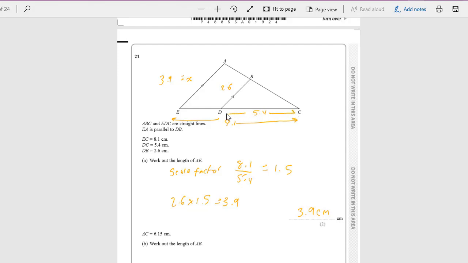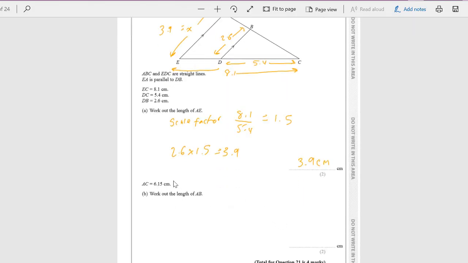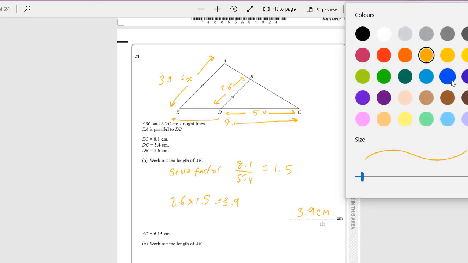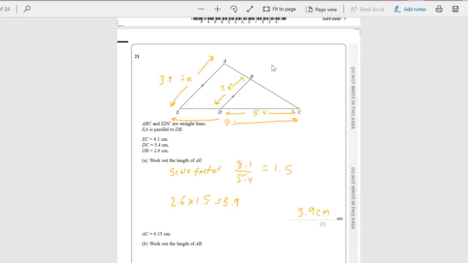Just drawing out these lines to make it look a little bit more clear. Okay, so the next part is AC equals 6.15. Use a different color here. So AC is 6.15. Okay, work out the length of AB.